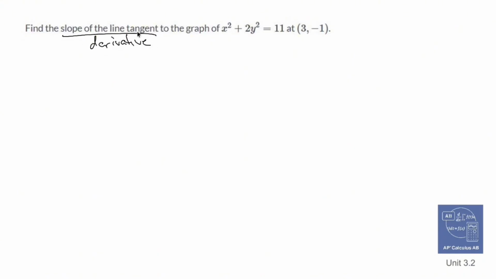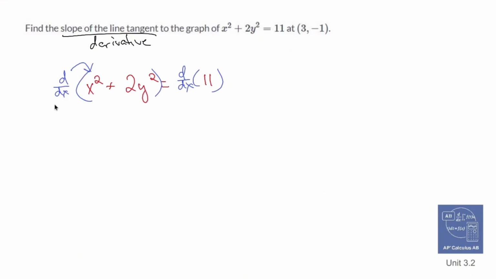The equation that I'm given, y is not all by itself. So I have to use implicit differentiation. So let me write out x squared plus 2y squared equals 11. These are the steps to implicit differentiation: d/dx both sides. That means you are taking the derivative with respect to x of both sides.